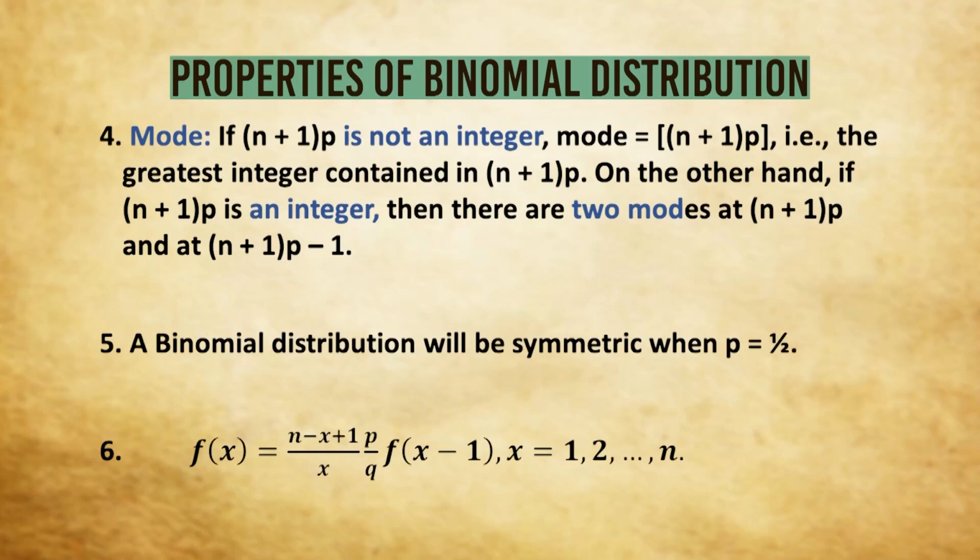And there is a very important recurrence relation in binomial distribution, as you can see on the screen. f(x) is equal to (n minus x plus 1) by x into p by q into f(x minus 1). Look at the values of x. x runs from 1 to n. That means if I put x is equal to 1, I can get it in terms of probability x is equal to 0, that is f(0). If I put x equals to 2, then f(2) can be obtained in terms of f(1) and so on. This is why this relation is called a recurrence relation.